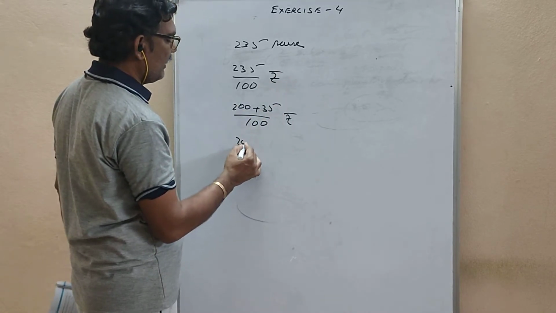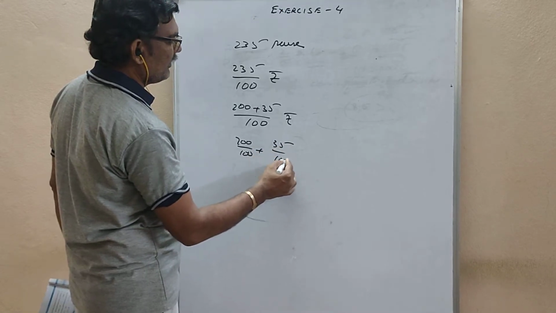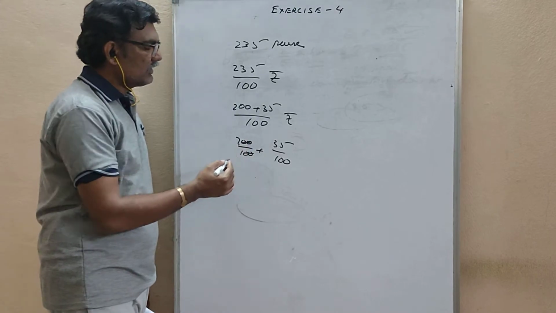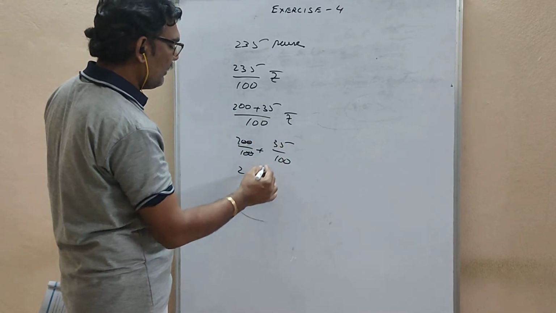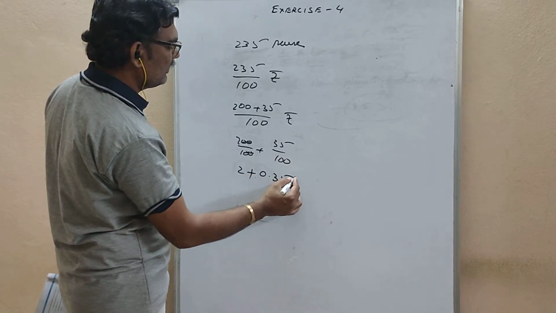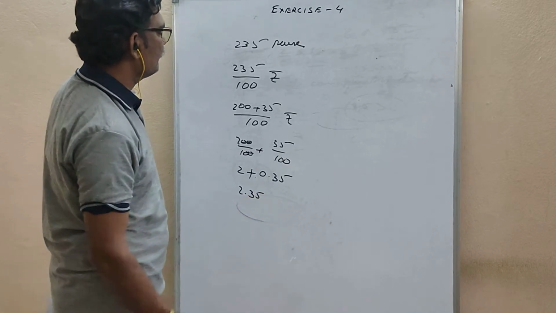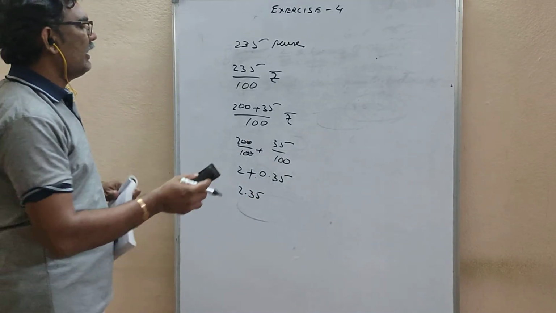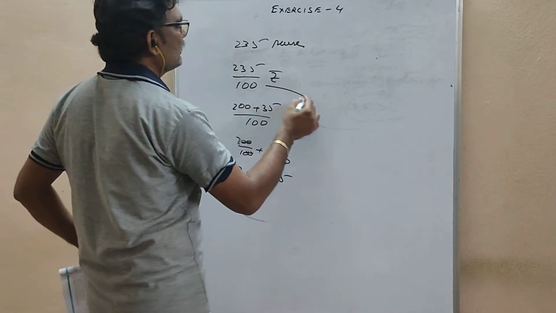So 200 by 100 plus 35 by 100. Now two zeros cancelled. Here 2 plus 35 by 100 is nothing but 0.35. So here 2.35. Okay. So why I converted to 200? See, you can do like this also.